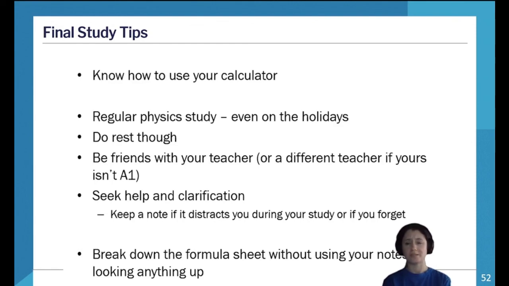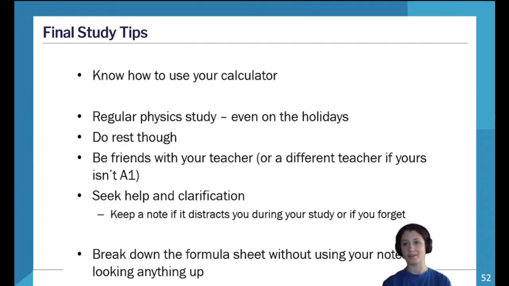Be friends with your teacher if you can, or a different teacher if yours isn't A1. Anybody, or even your friends who are really smart, be friends with them, older siblings, that kind of thing. They really are there to help you. Seek help and clarification if you're having trouble with anything. Don't feel embarrassed. Go and ask somebody. It'll almost be far easier to ask somebody than try to figure it out yourself. And I know that because I would refuse to ask for help with things, and it would waste a lot of time, quite honestly.